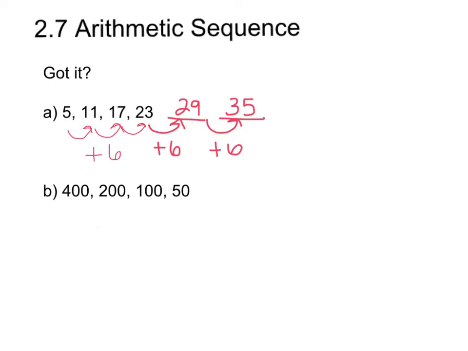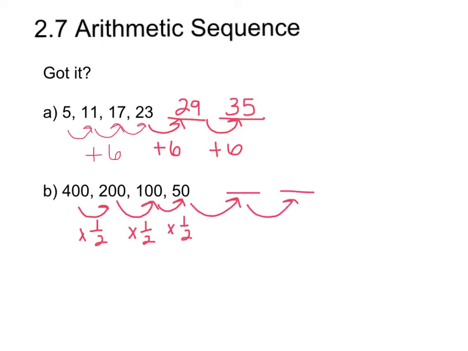You could divide by 2, or you could multiply by a half. Okay? 200 to 100, does that work? Multiply by a half, which is divide by 2. Absolutely, that is our pattern. So if we multiply by a half 2 more times, a half of 50 is 25. A half of 25 is 12 and a half. So our next two terms will be 25 and 12 and a half.